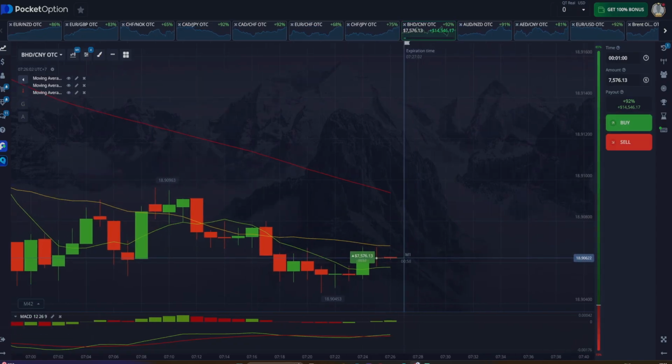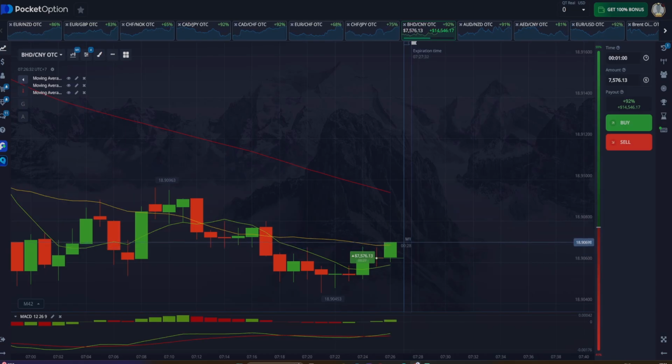I entered a buy trade because the MACD indicator just gave a bullish crossover signal. The green line crossed above the red line from below, which indicates that bearish momentum has weakened and buyers are starting to take control of the market. This signal often serves as the first sign that an uptrend is about to form or continue. With this crossover in place, the probability of the price moving higher is much stronger than dropping lower.